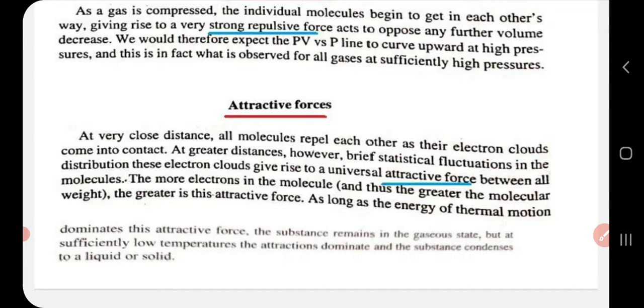Now the matter that we consider will remain in the gaseous state as long as the thermal motion dominates attractive force. That is, as long as the thermal motion is greater than attractive force, the substance will exist in the gaseous state itself. But at low temperature, attractive force will become greater than thermal motion. So the substance will change its state from gaseous state to liquid or solid state.